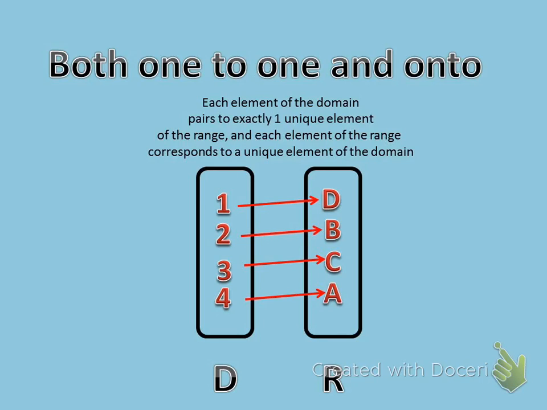If you're 1 to 1 and onto, you have both qualities. Every y has an x, and every x has a unique y. That's the key word to be 1 to 1: unique. If you don't have unique partnership, then you don't have 1 to 1 in your function.